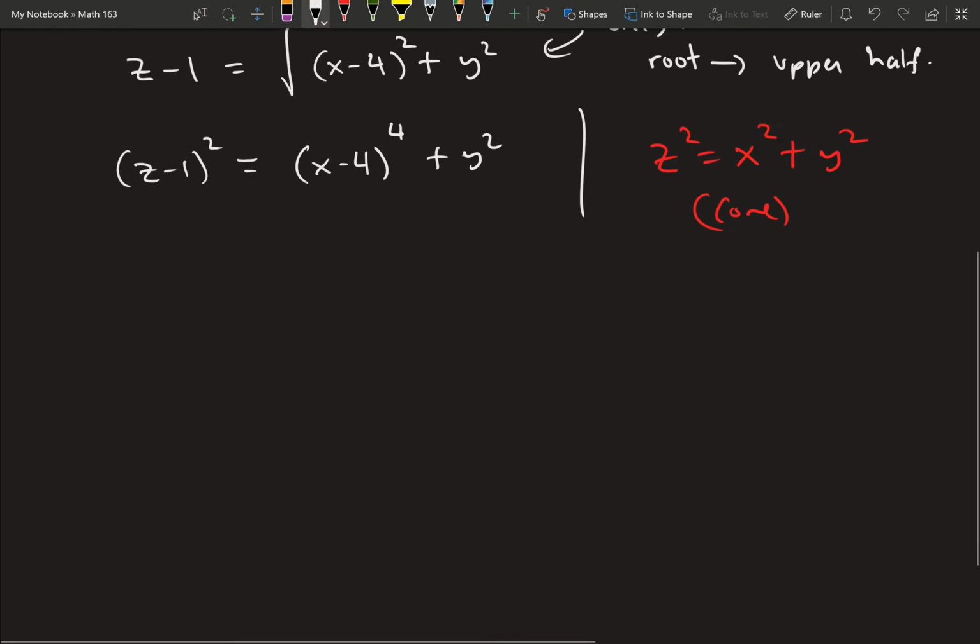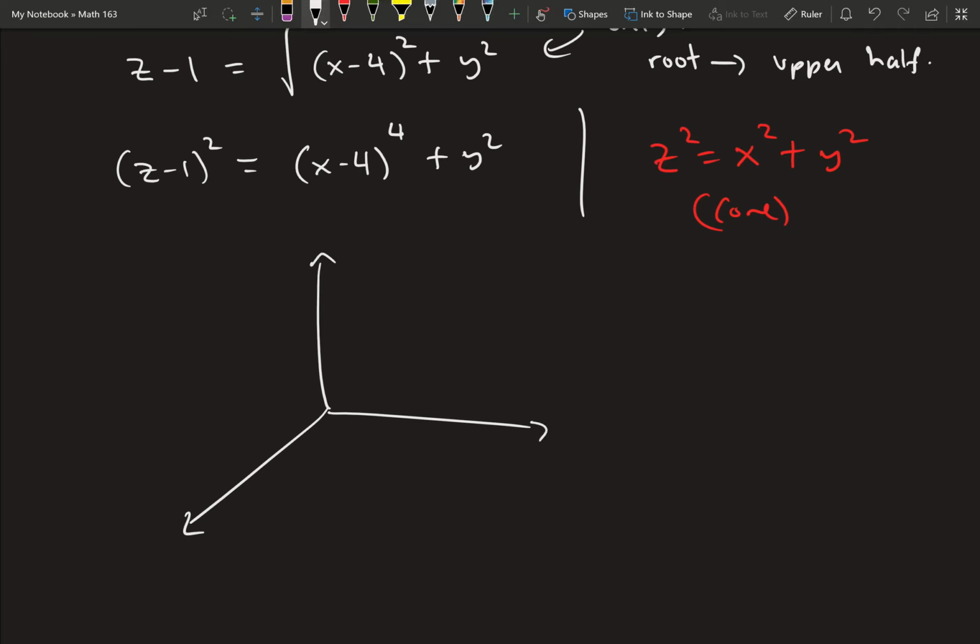So what we do is we say, okay, here is our three-dimensional coordinate system. We just bump over 4 units in the x direction. Here's 4. And we bump up 1 unit in the z direction. And our base of the cone is sitting right here at the point 4, 0, 1. And then the cone sprouts up from that place.